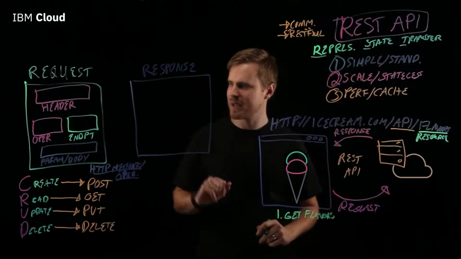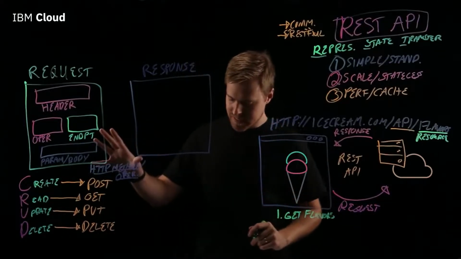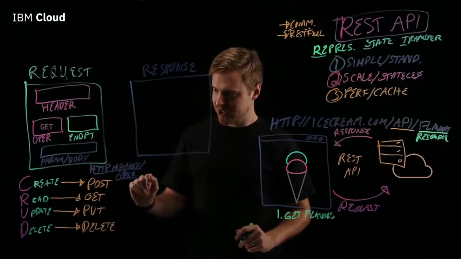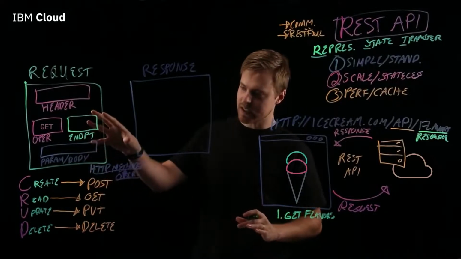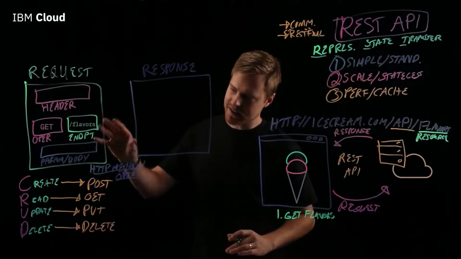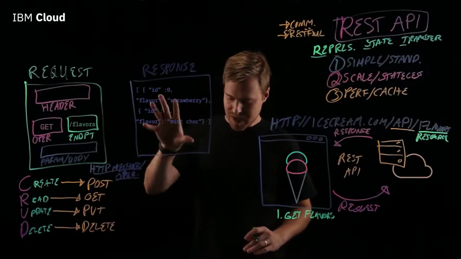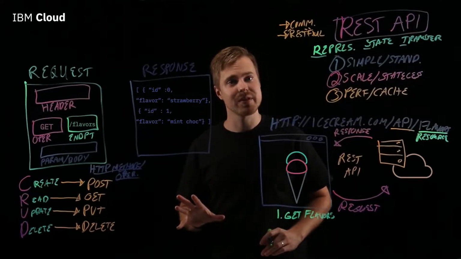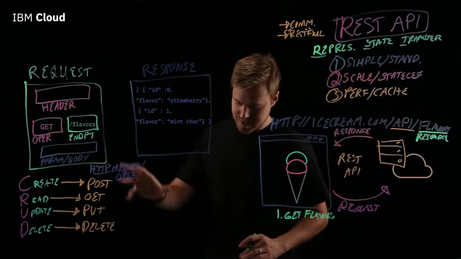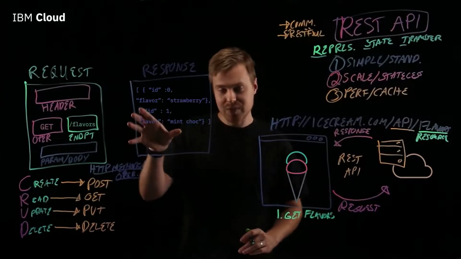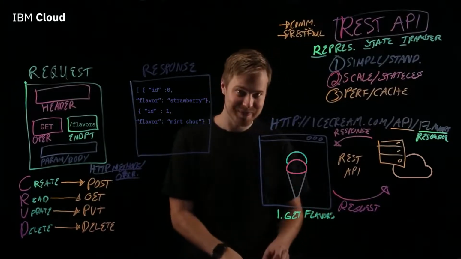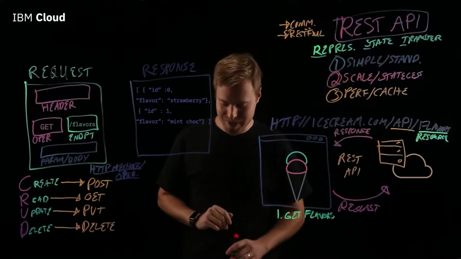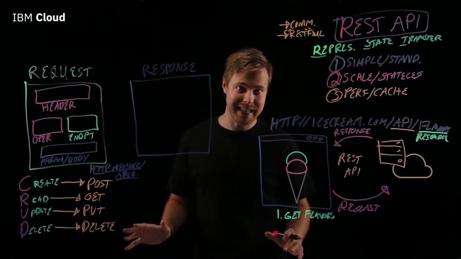So what does our REST API request look like? Well, you have a get as the operation, because you're actually wanting to get those flavors. And then the endpoint is /API/flavors. And in response, you'll get an array of those flavor resources, right? So we see strawberry is in stock as well as mint chocolate. Yummy.